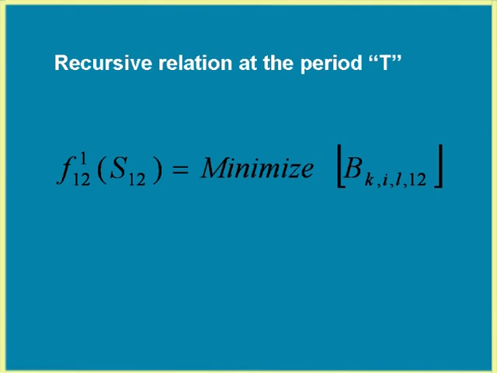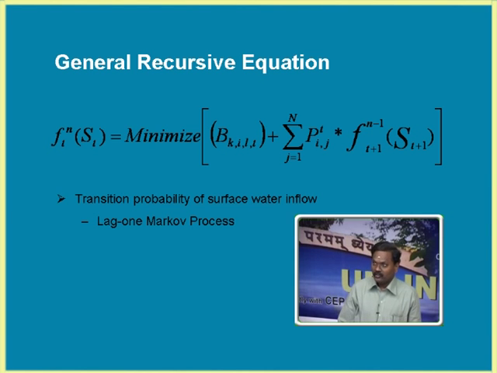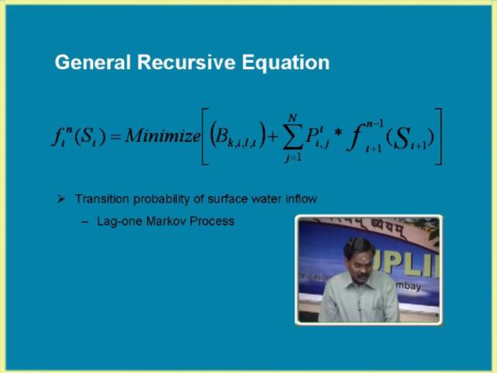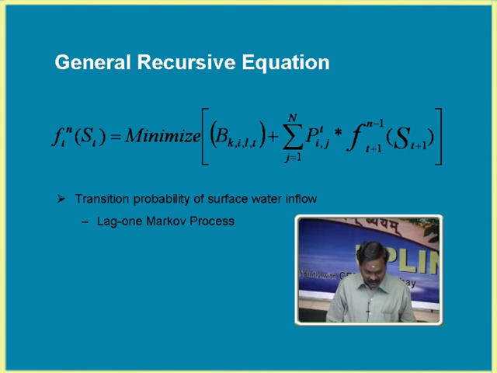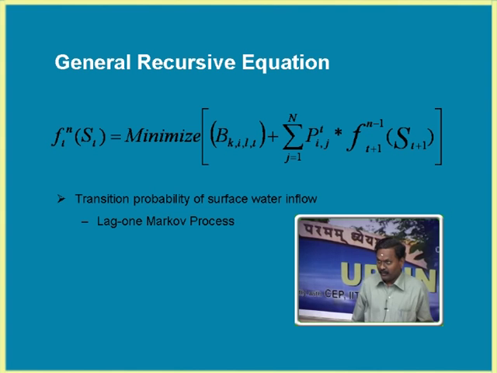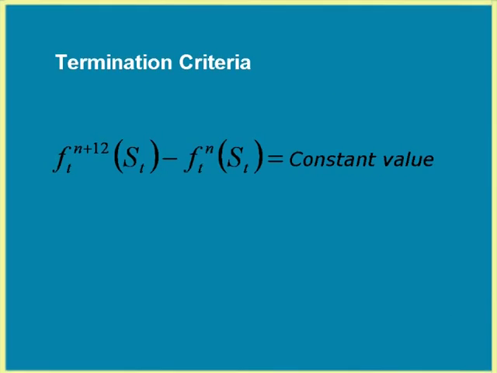So this is my recursive relationship at the end of the 12th month. This is the general recursive. This morning you might have seen that I have added one more term, that is for stochasticity of groundwater variation. Here there is no groundwater, we have considered only surface water, and only one state is there, that is storage. Earlier it was release and groundwater, here it is only storage. And this is the general recursive equation which gives the relationship between one time period to another time period, including the stochasticity. And this is the termination criteria.